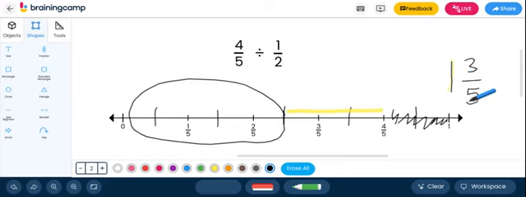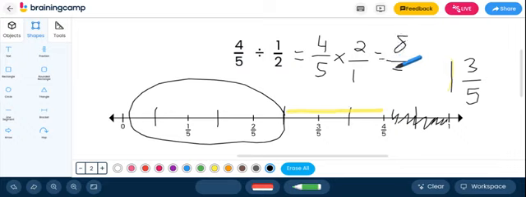So if you wanted to test that with the algorithm, if you don't believe me, we can do that. So 4/5. I would have an answer of 8/5 if I multiplied through, which, if we again converted to a mixed fraction, would be 1 and 3/5. So I'm hoping that is clear.